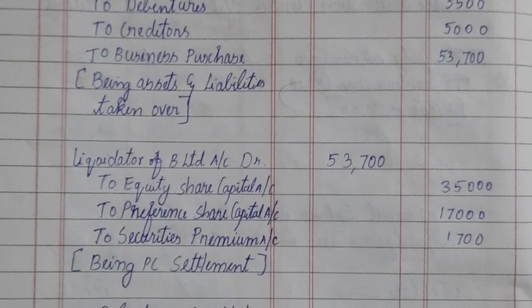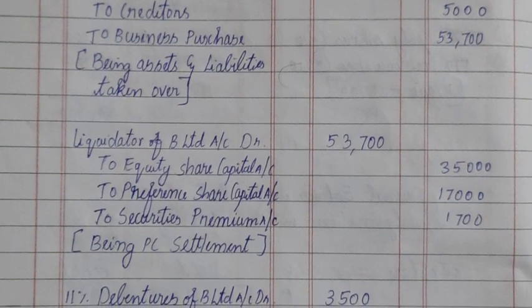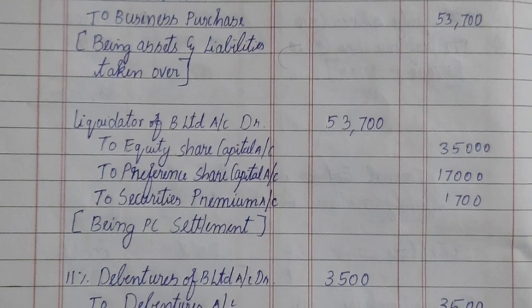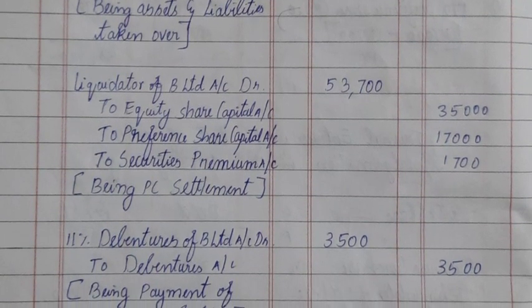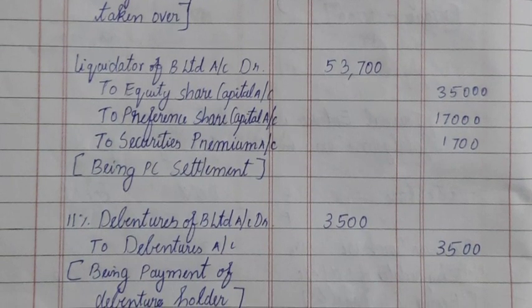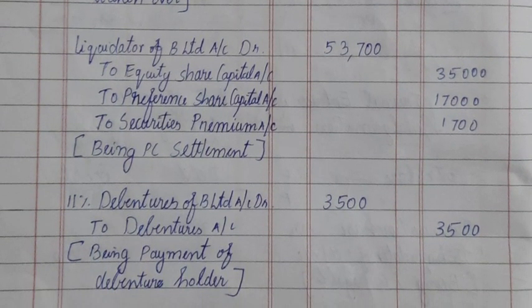And the next entry is liquidator of B Limited account debit 53,700 to equity share capital account 35,000, to preference share capital account 17,000, to securities premium account 1,700. And the last entry is 11% debentures of B Limited account debit to debentures account rupees 3,500.